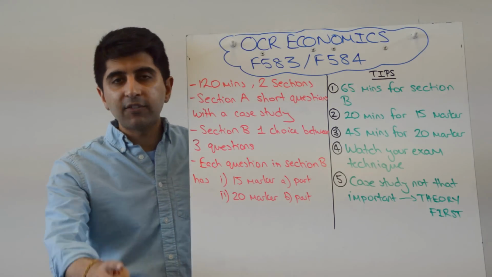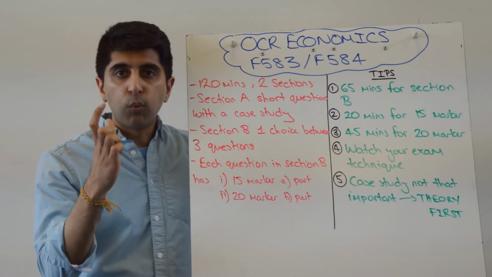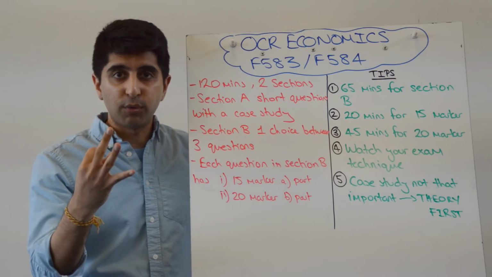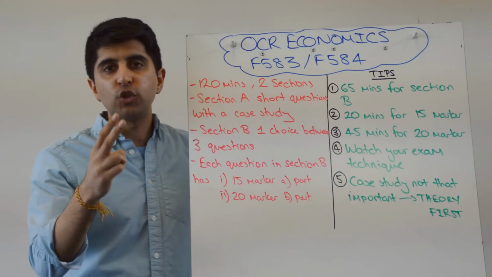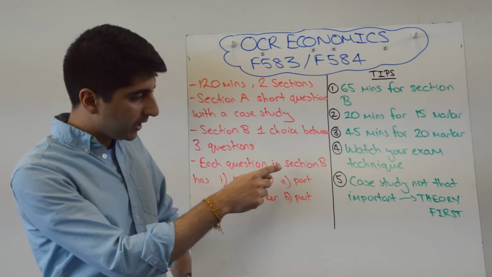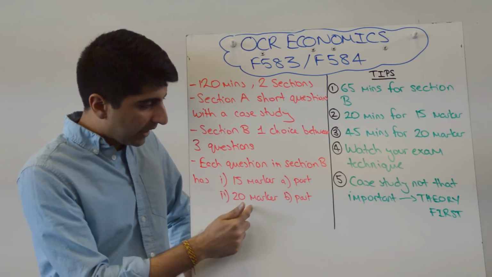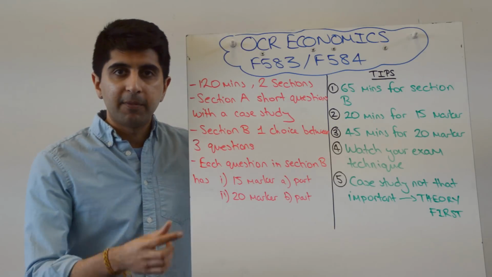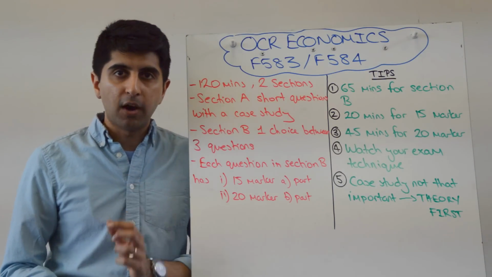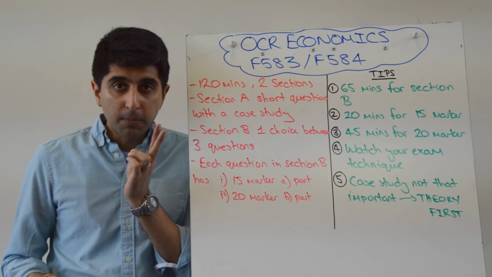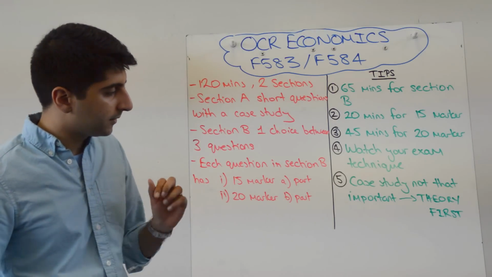Section B, you're going to have to make a choice. You pick one question out of a choice of 3. You're going to have 3 different questions, you pick one. Each question will have 2 parts to it. We'll have a 15 marker and a 20 marker. The 15 marker will be part A of the question, the 20 marker will be part B of the question. Whichever question you pick, you must answer both parts.